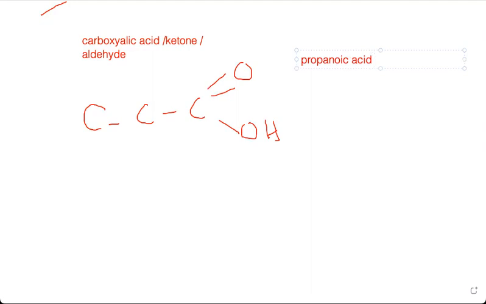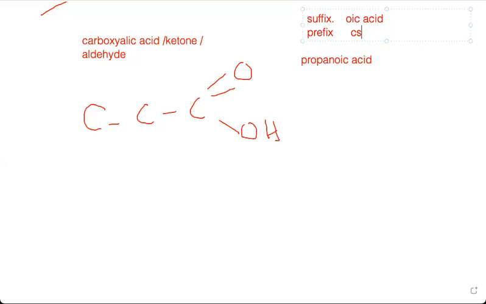What is the suffix? We are using suffix right now. So what is the suffix for carboxylic acids? Suffix is oic acid. But sometimes you have to use prefix. For the prefix, for the carboxylic acid, we have carboxy.